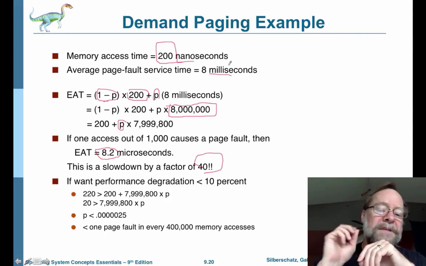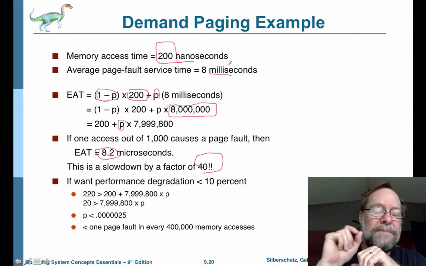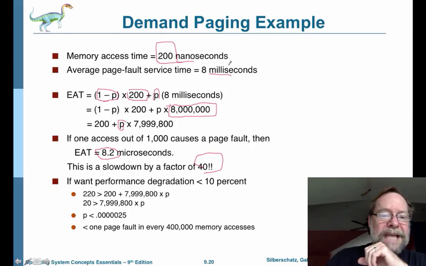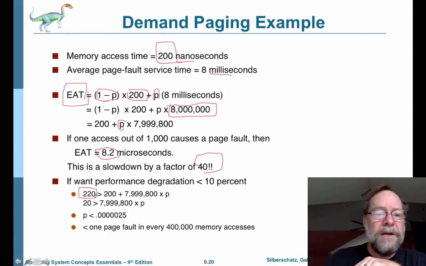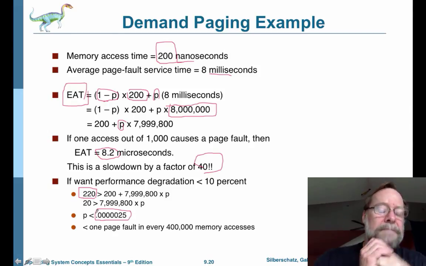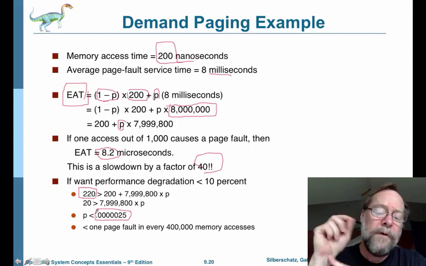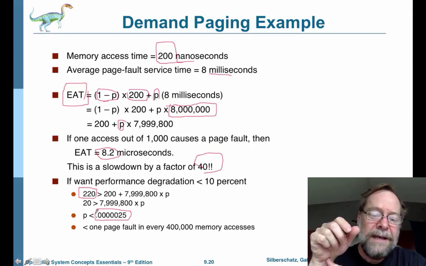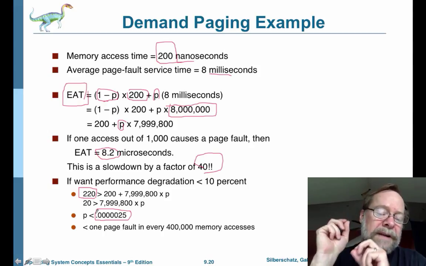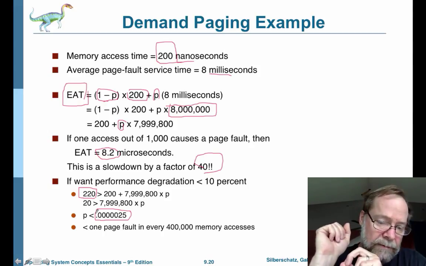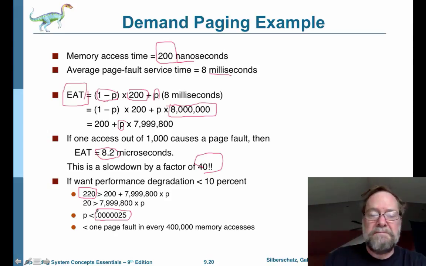If we wanted our performance degradation to be less than 10%, then we have our same formula over here. Replace EAT with a 10% increase, so go from 200 to 220, and then solve for p. What you'll get is that p has to be this little tiny fraction over here, meaning we need the page fault rate to be not more than 1 in every 400,000 memory accesses in order for our performance degradation to be less than 10%, which seems pretty amazing actually, but there it is.